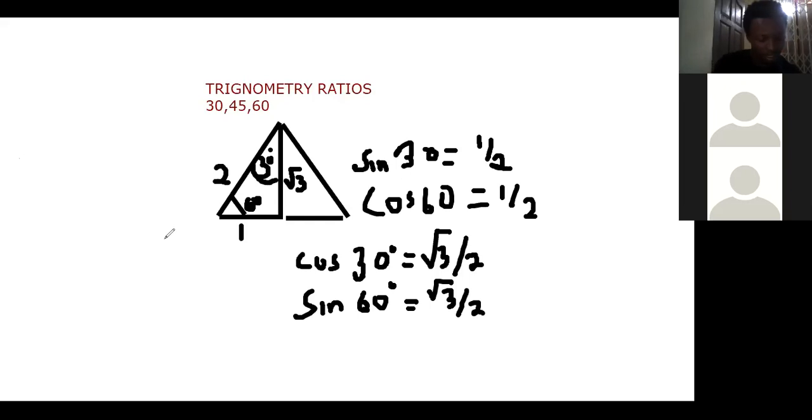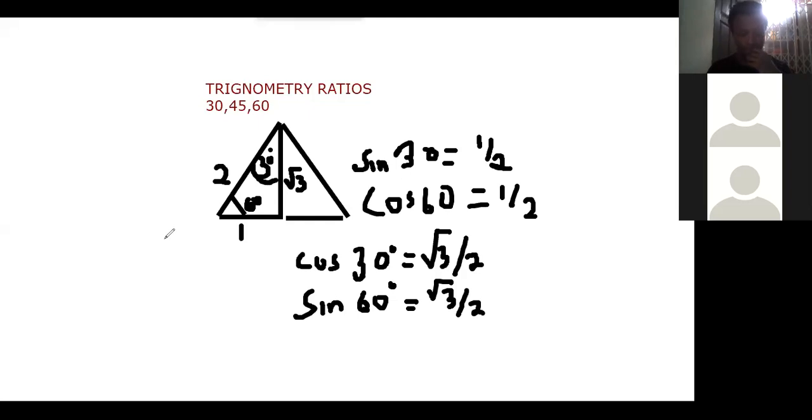Sine 90 is 1. Tell me. Is that also 1? Yes, sir, it's 1. Great. So then we can say that cos 0 and sine 90 are the same.